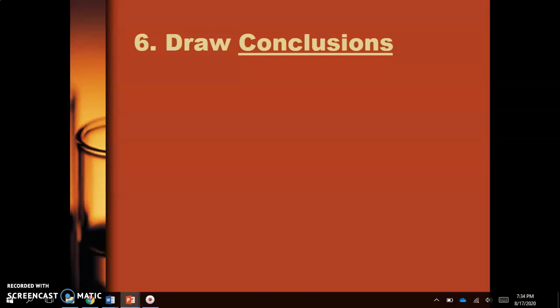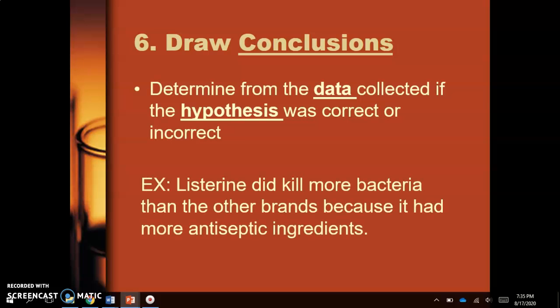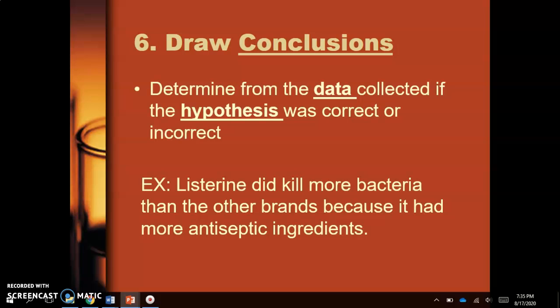And so then step 6 is to draw conclusions. Determine if the data collected actually supports your hypothesis. So was your hypothesis correct or incorrect? So based on our quantitative data, the Listerine did kill more bacteria than other brands because it had more antiseptic ingredients. Okay, so we're going to accept our hypothesis and we're going to say that yes, Listerine is the best type of mouthwash. Okay, so that is your scientific method.